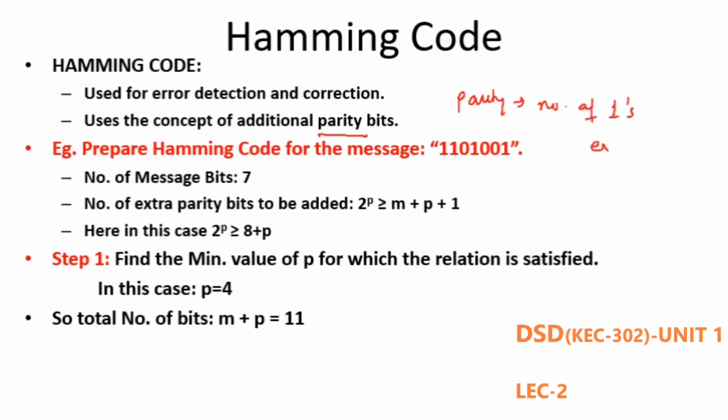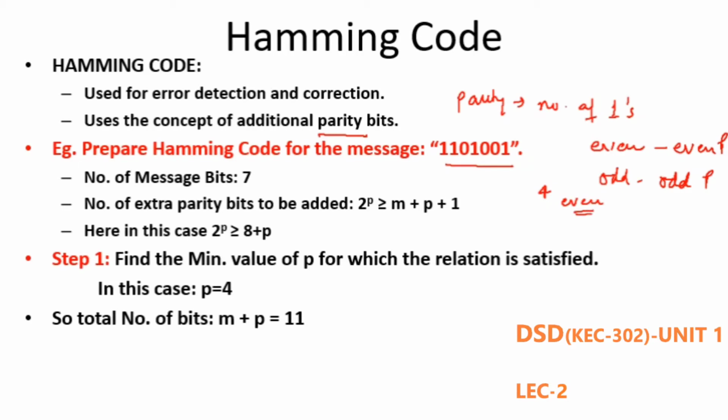If it is even, then it will be considered as even parity. And similarly, if it is odd, then it will be considered as odd parity. That means if I look at this message, I can count the number of ones in this message. So there are 4 ones. So I can say that this message has even parity. Okay. So these are the parity bits.